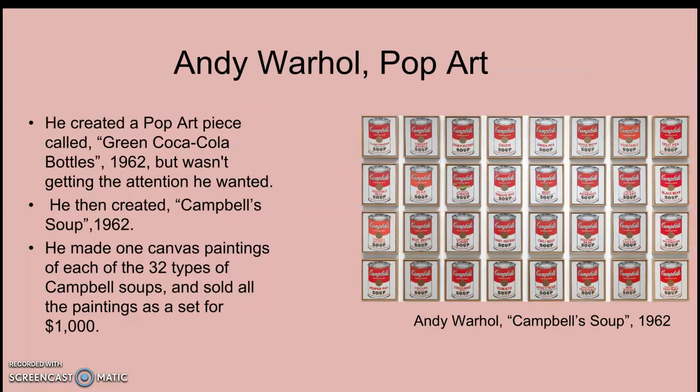Andy Warhol Pop Art. In the 1960s, Warhol wanted to make a name for himself in pop art and turned away from his own blotted line technique. He created a pop art piece called Green Coca-Cola Bottles in 1962, but wasn't getting the attention he wanted. He then created Campbell's Soup in 1962. He made one canvas painting of each of the 32 types of Campbell's soups and sold all of the paintings as a set for $1,000. Warhol's work became popular all over the world in no time.